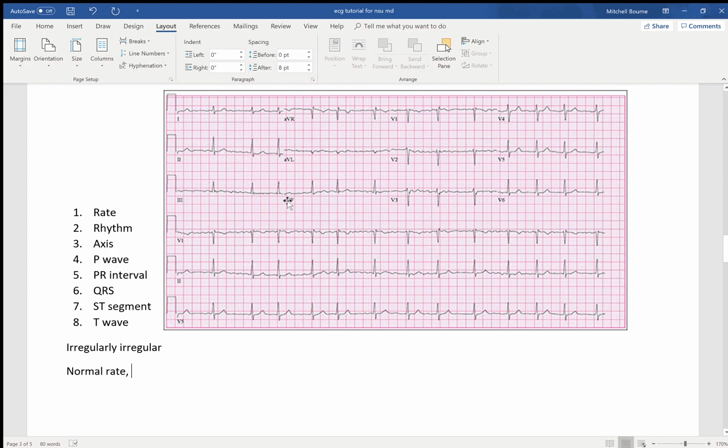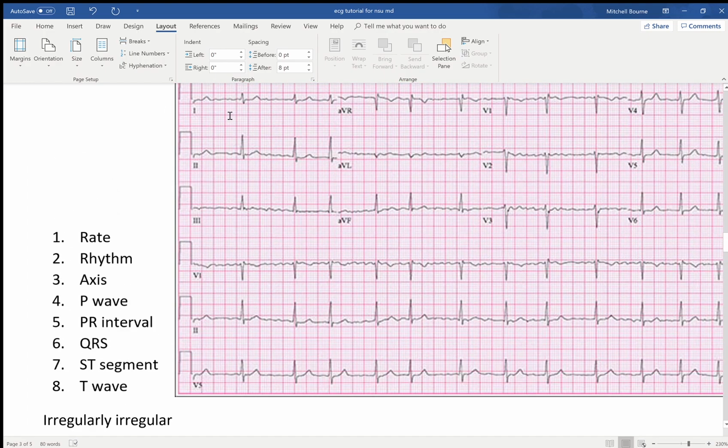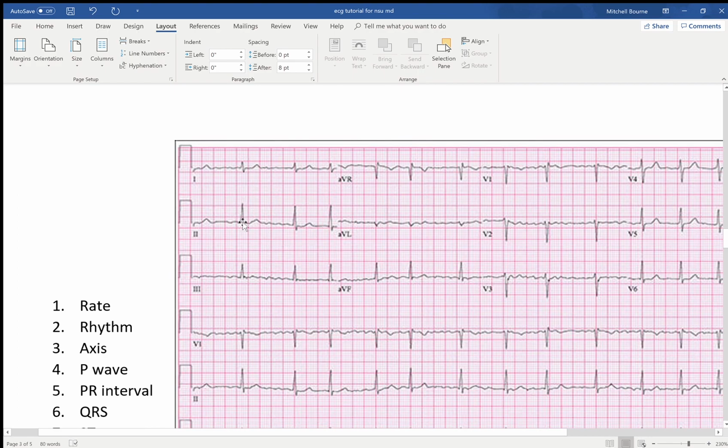So let's look at lead 1 and 2. Do you see any P waves? No. So all you see is like little quivers. There's no definite P waves before the QRSs. You can look at every single lead.